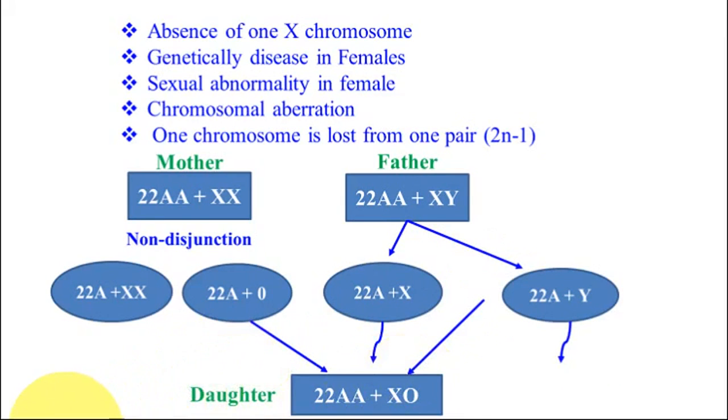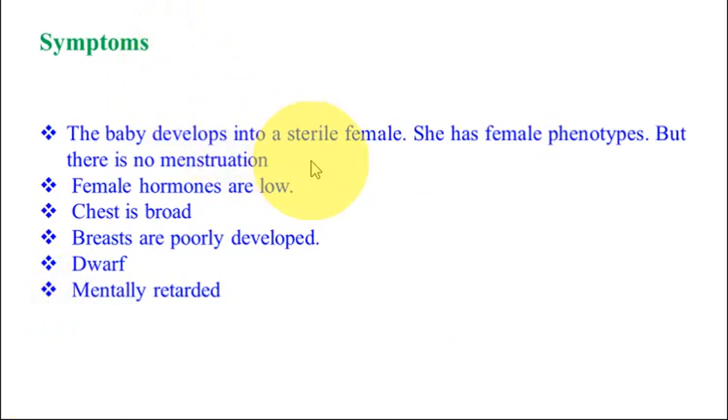Symptoms: the baby develops into a sterile female. She has female phenotype, but there is no menstruation. Female hormones are very low. The chest is very broad. Breasts are poorly developed. Dwarf, mentally retarded.